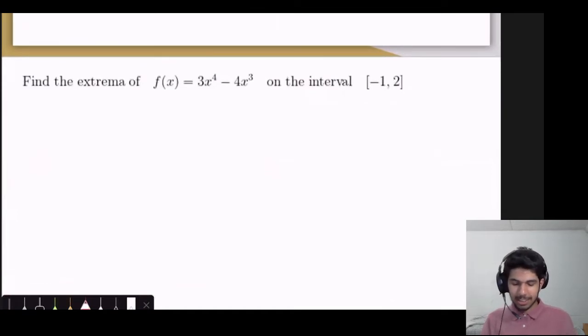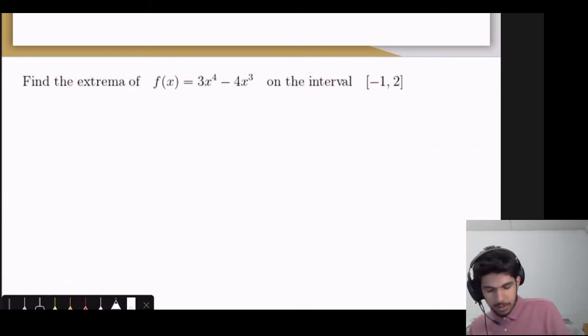So we are tasked to find the extrema of f of x equals 3x to the 4th minus 4x cubed on the closed interval -1, 2. So let's just follow the steps that I provided. Step 1, we're going to find the critical values. And how do we do that? We evaluate f prime and see where it equals 0 or DNE.